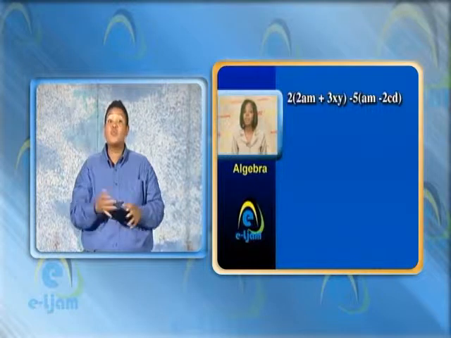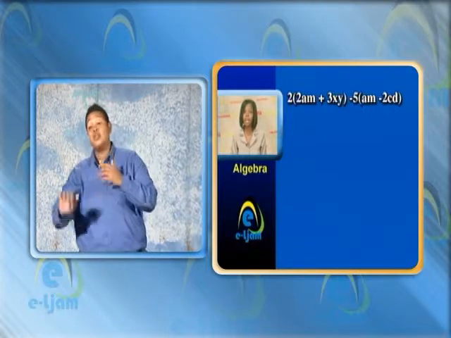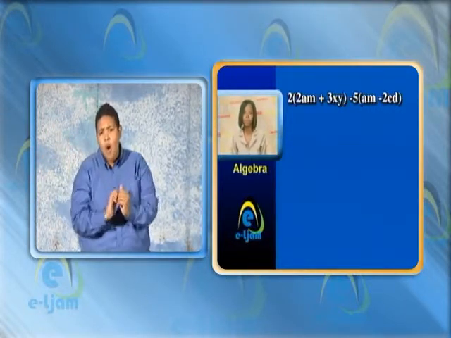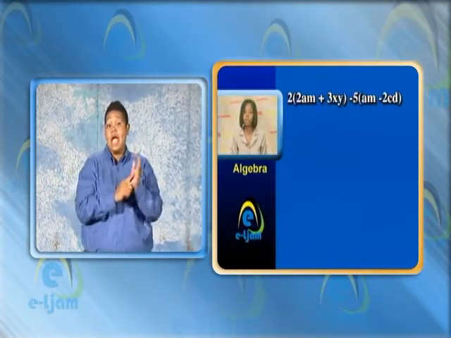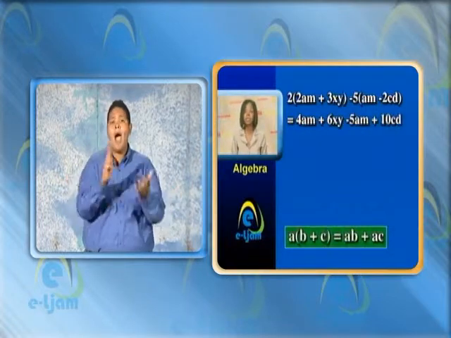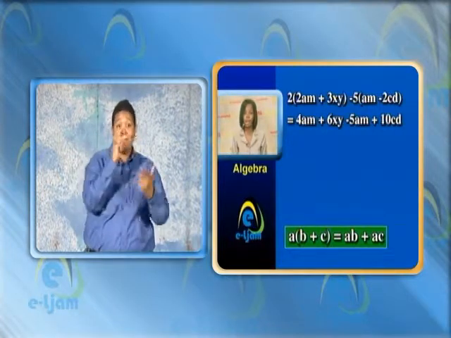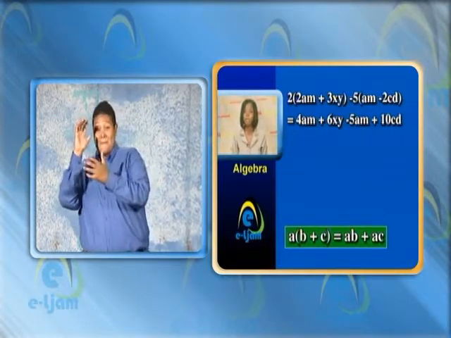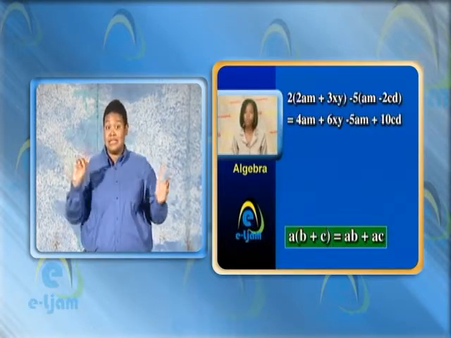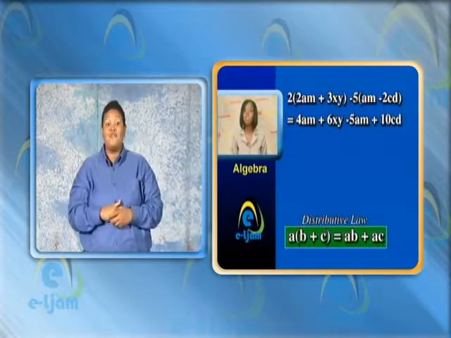To simplify 2(2am + 3xy) - 5(am - 2cd), what would we do? In this example, we have two sets of brackets. Again, we apply the distributive law. So we get 4am + 6xy - 5am + 10cd. Note that in expanding the second bracket, we multiply the terms inside by negative 5. Remember, the sign is like the head.